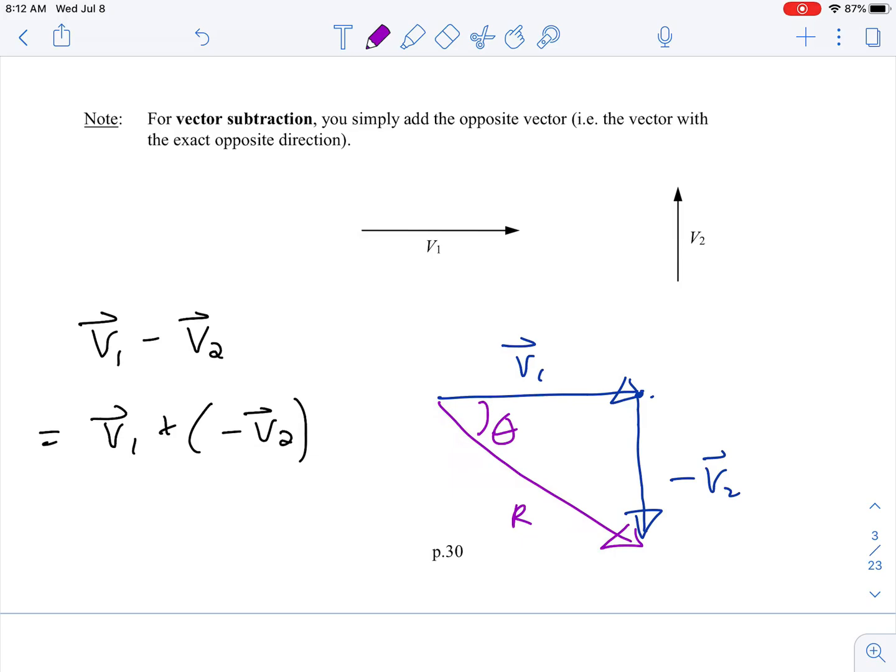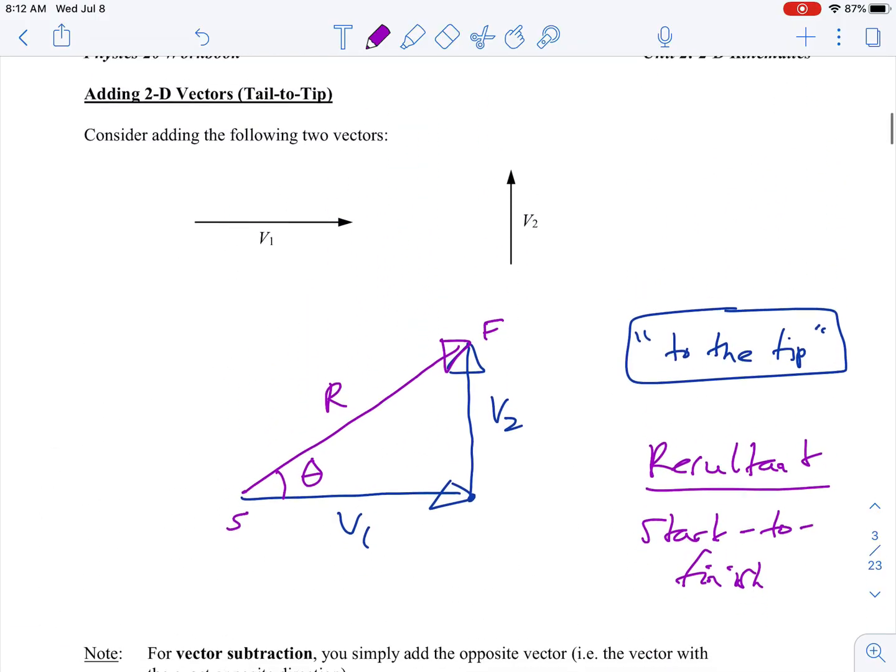This is strictly excellence level. You only have one, maybe one small multiple choice question on this. Otherwise, the most important thing is doing vector addition.